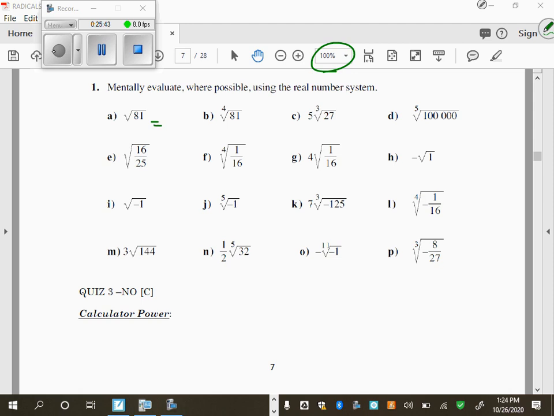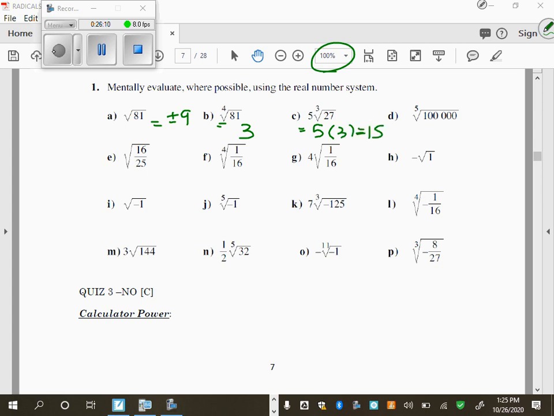Square root of 81, someone in that row? Positive, negative 9, good job. Fourth root of 81, we've seen it once or twice. Anybody in that row? 3, good. Positive, negative, if you want. 3 will be full marks. That row, what's the cubic root of 27? Good job. 5 times 3 equals 15.